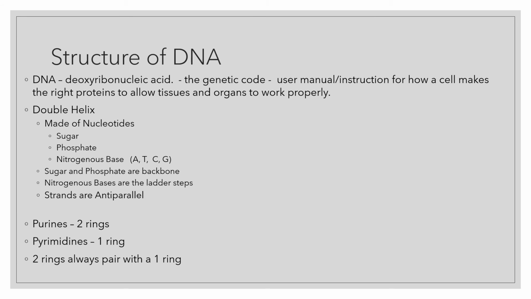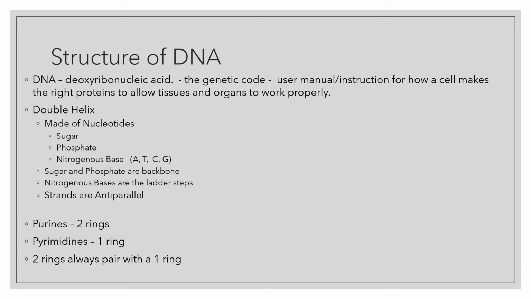Within the double helix, we know it's made of nucleotides. The sugar and phosphate of the nucleotide is the backbone, and then the nitrogenous bases are the ladder steps. And the strands are anti-parallel. On the next slide, I'll show you an image that'll make these make sense. Some things to remember is the molecule shapes for these nucleotides.